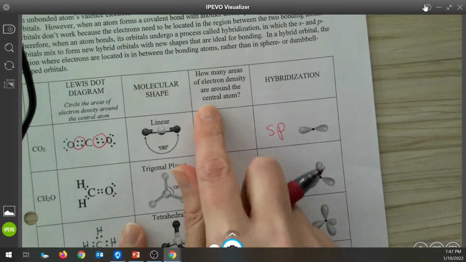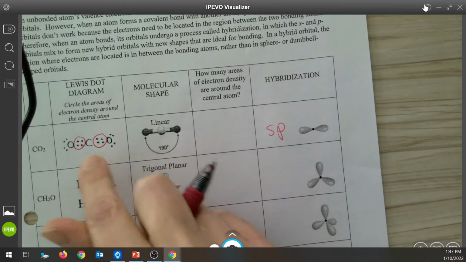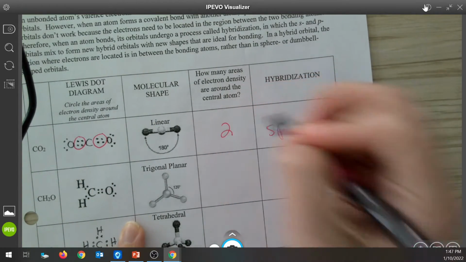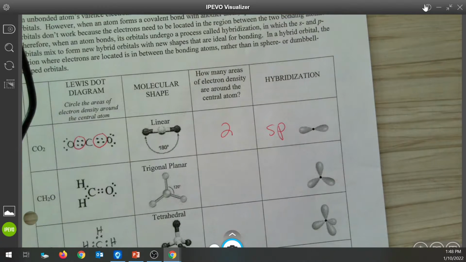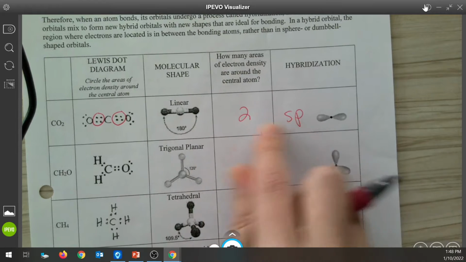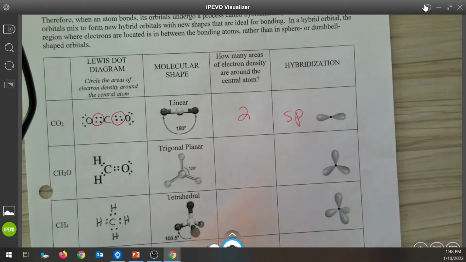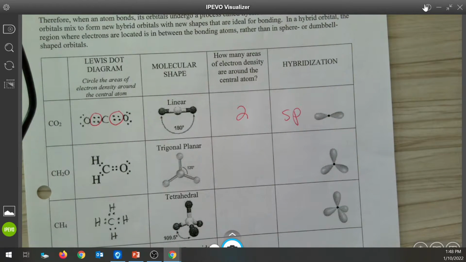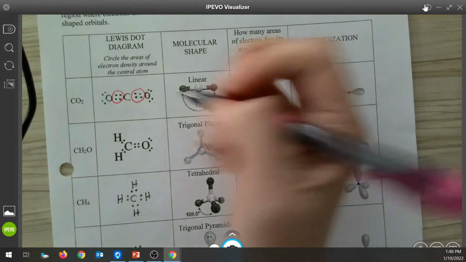Let's back up for a second. I forgot to fill this in. How many areas of electron density are around the central atom? 2. So when you need 2 areas of density, it's going to form an sp orbital. Okay. 2 areas of electron density forms this shape orbital. It's called sp.